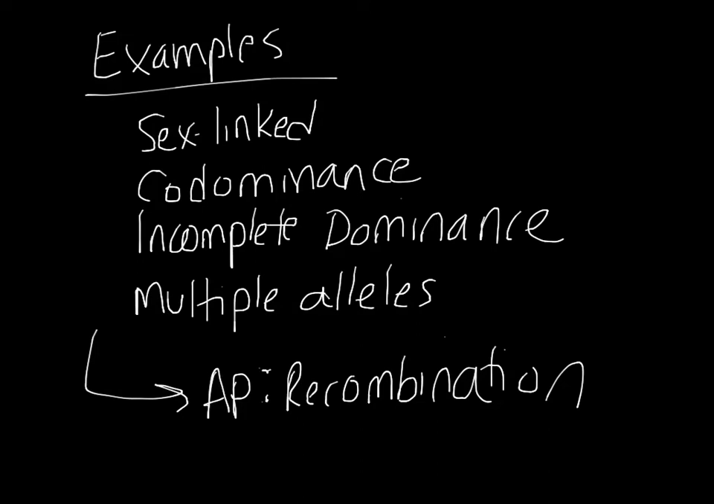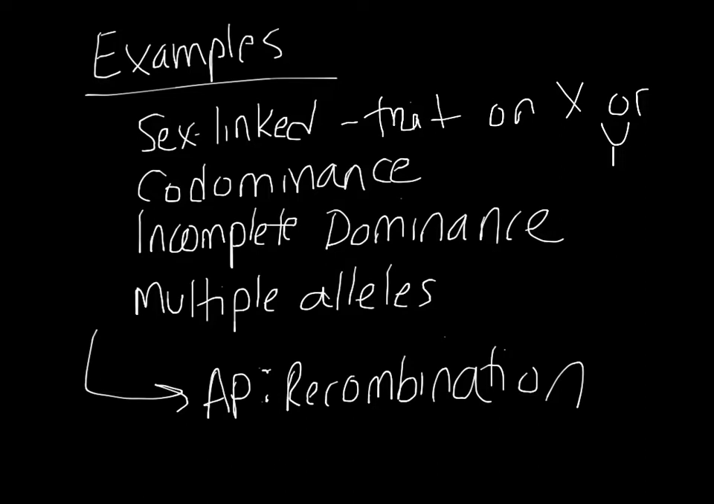We'll talk about things like sex-linked traits, meaning that the trait is on a sex chromosome. So this would be on your X or Y chromosome. Codominance, meaning there are two traits that show up together. Incomplete dominance, meaning they blend. And multiple alleles, meaning you have more than one option. This tends to be what's common with hair color. And also this stuff is related.